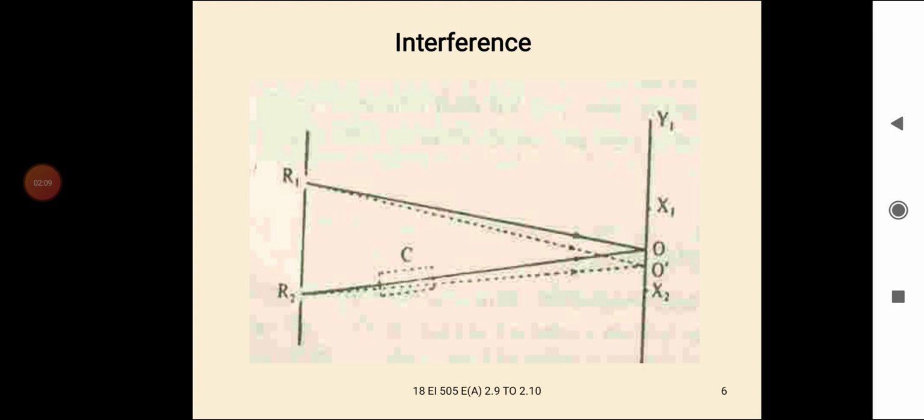You can see the interference picture in the slide. Here are two openings, R1 and R2. The two lights pass on to the mirror Y1, along the paths R1O and R2O. A sample C is placed in the path of R2O.